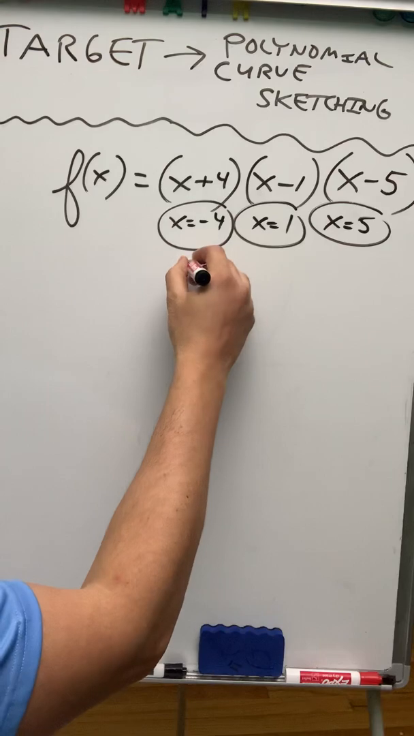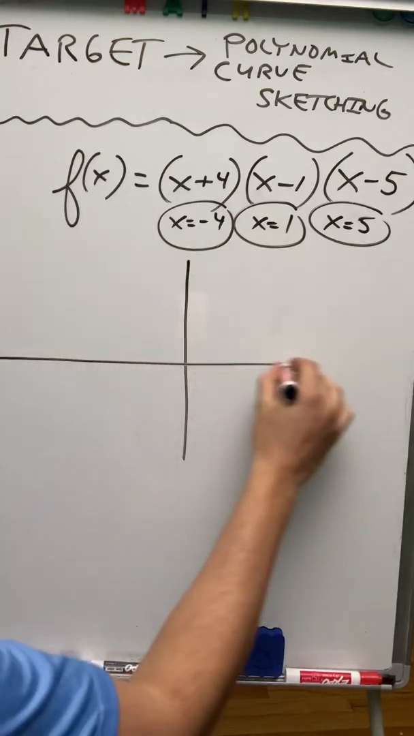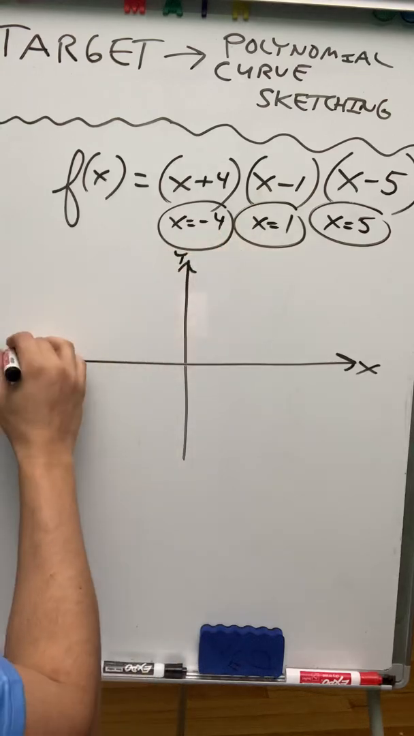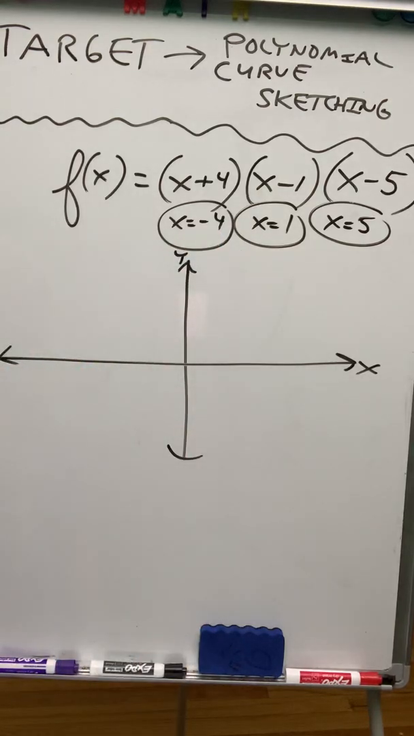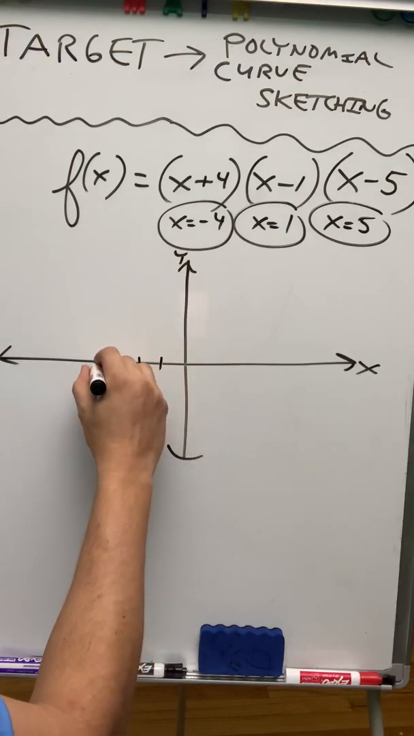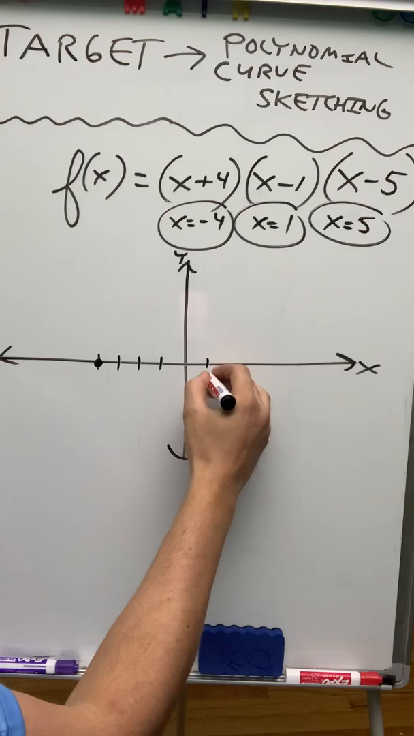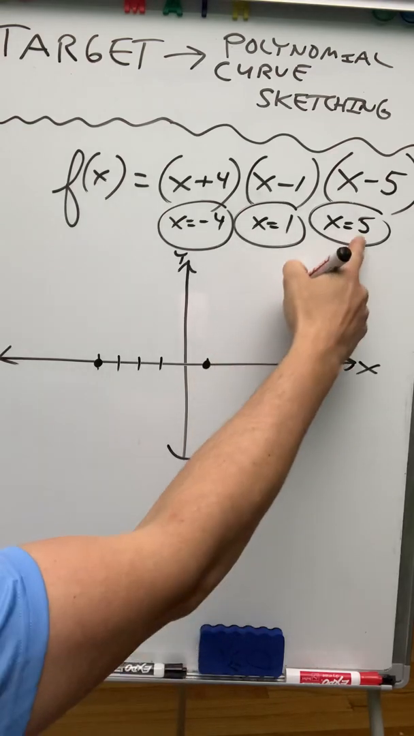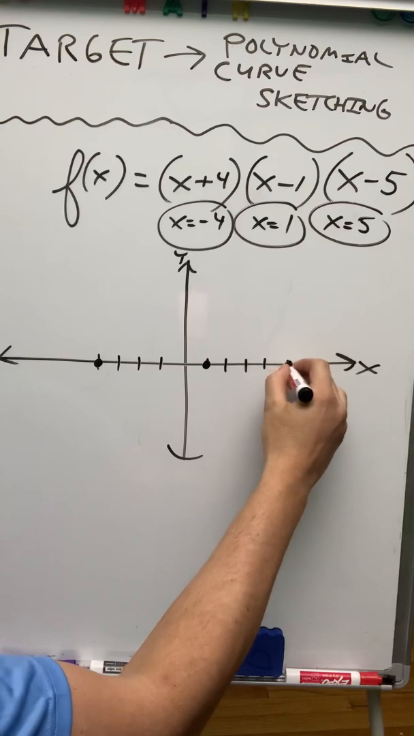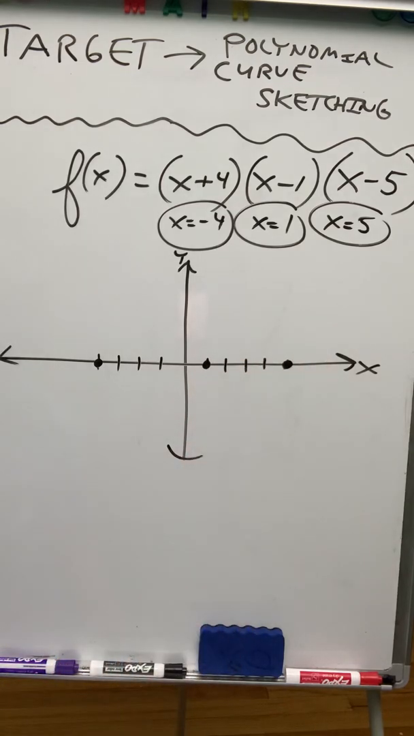So let's go ahead and sketch this. So here's a quick sketch without a calculator. You would not be allowed to use a calculator on this. So the first thing I'm gonna do is graph my zeros. My first zero is negative 4: negative 1, negative 2, negative 3, negative 4. My next zero is crossing at 1. And my next one is crossing at 5: 2, 3, 4, 5. So I just graph my 3 zeros. That's the first thing that you wanna do.